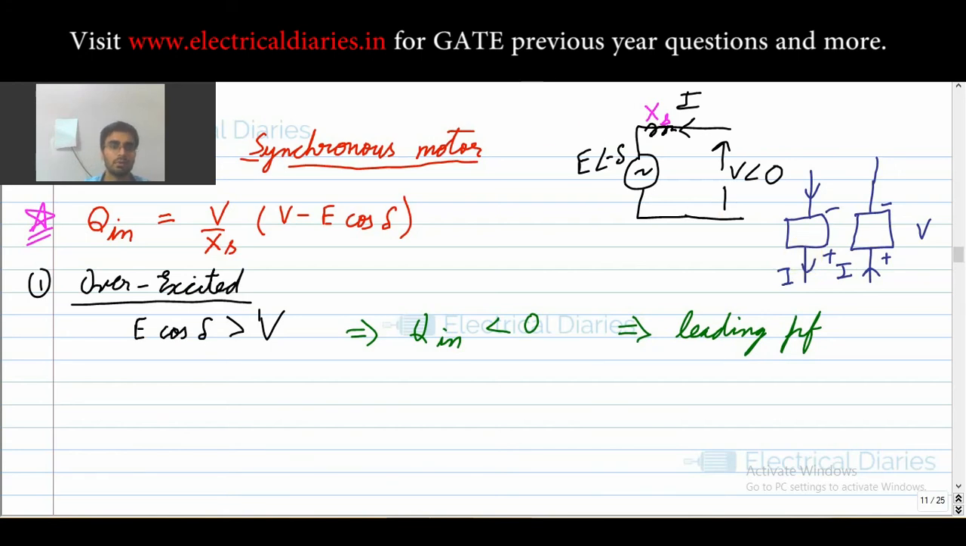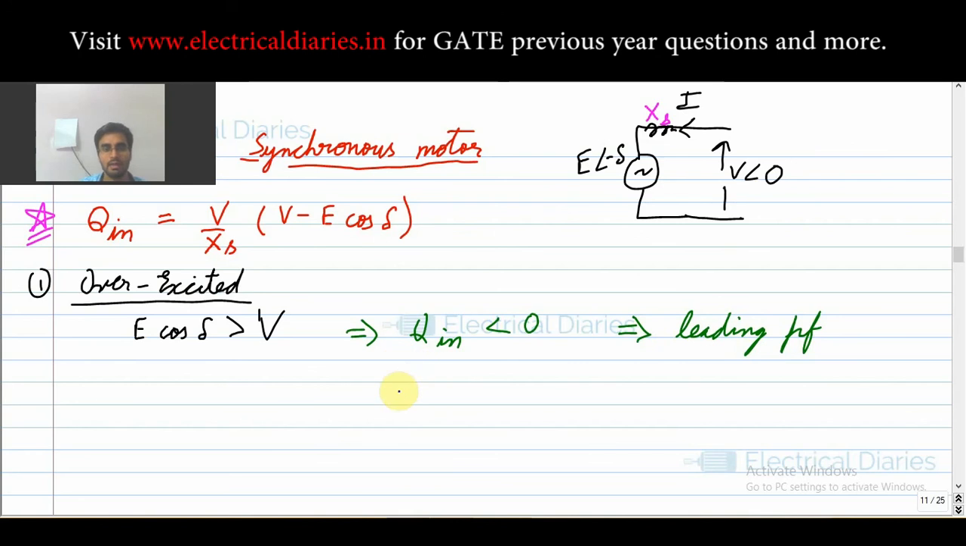This is the important logic: the concept of absorbing and delivering comes from the direction of current. Q less than 0 means it is leading reactive power, and Q greater than 0 means it is lagging Q, that is, we are dealing with lagging reactive power. So Q negative means leading, and the motor absorbs current.